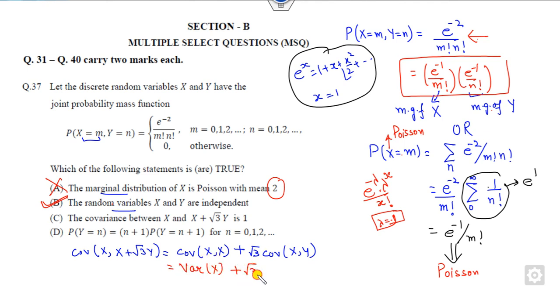What is the covariance of X and Y? That's 0. Why? Because the second part is proof that X and Y are independent. Once X and Y are independent, it means the covariance is 0. What is the variance of X?